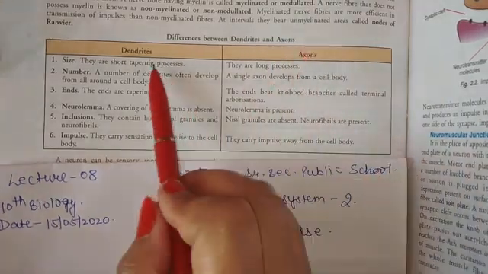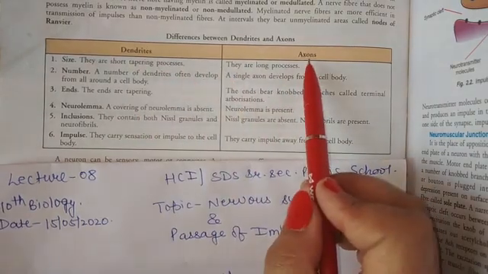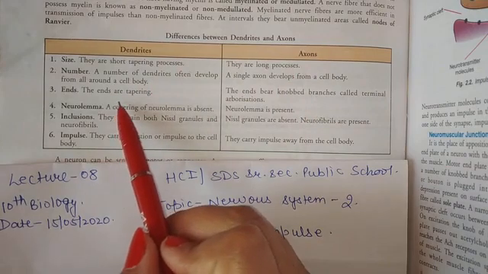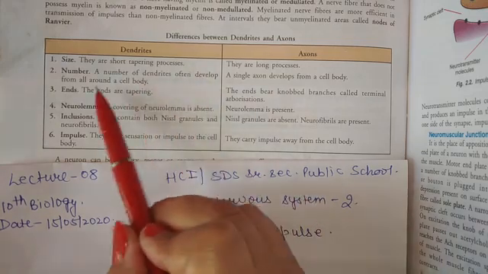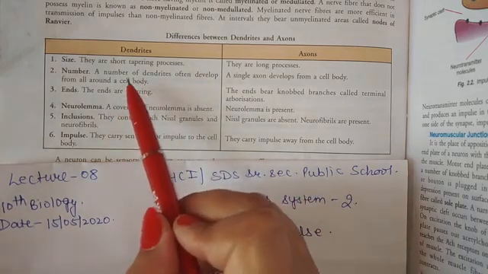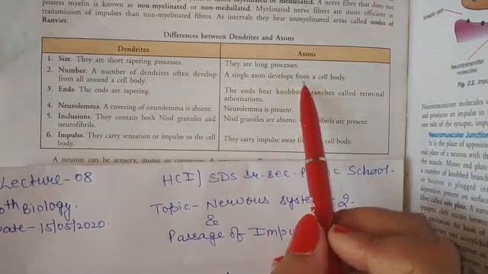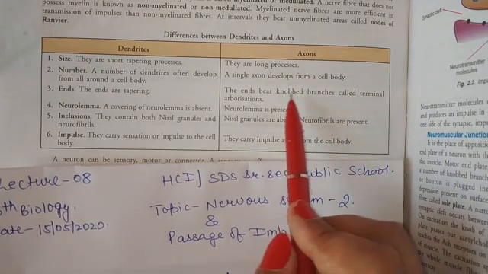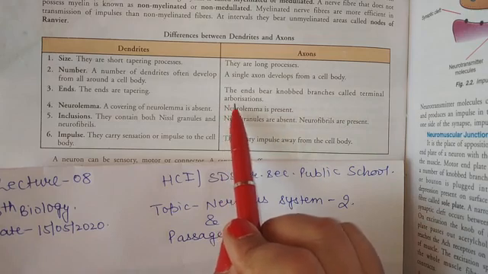Dendrites are the short tapering processes, or we can say short fibers. Axons are the long fibers. Dendrites are present at the end, and a number of dendrites develop all around the cell body. Axon, we all know, is single. It develops from the cell body. And at the end of the axon, a bulb-like structure is present that is known as synaptic knob or the terminal arborization.